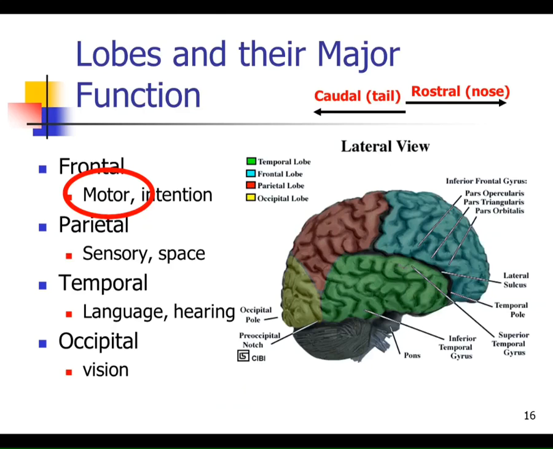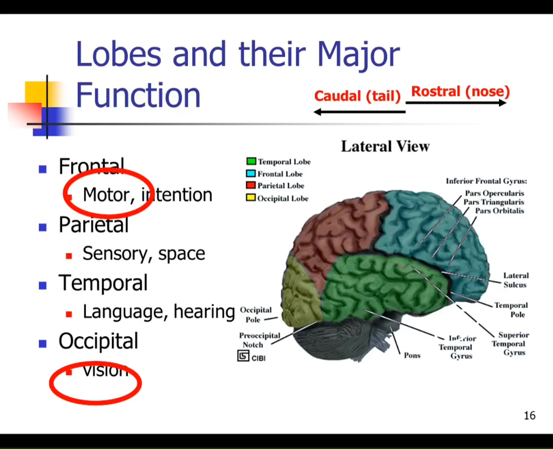The temporal lobe, easy enough, on the side of the head, language centers and hearing. A person with damage to the temporal lobe might have issues with speech or understanding speech, either one. And I'll give you some more specific examples of that in a moment. And then the occipital lobe is primarily involved with vision. Okay?